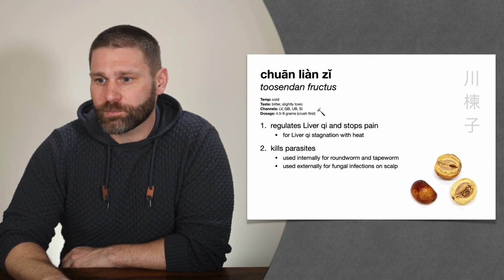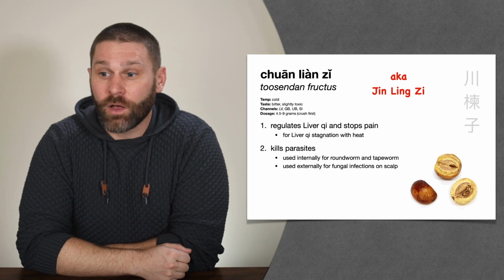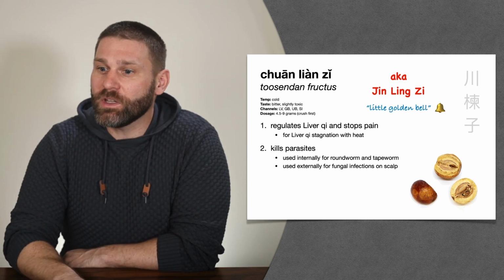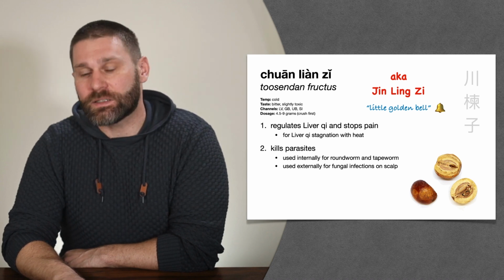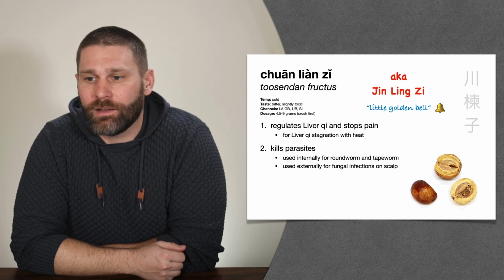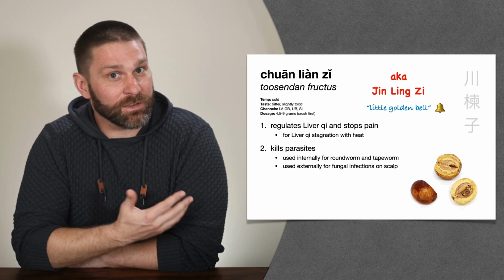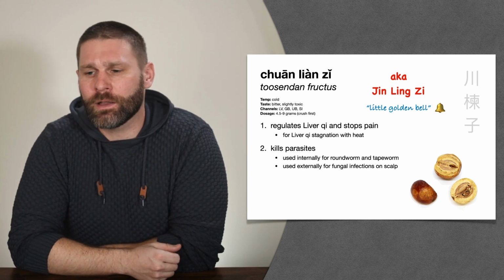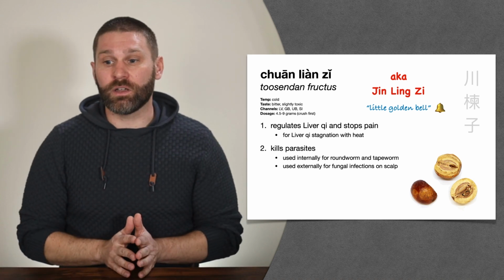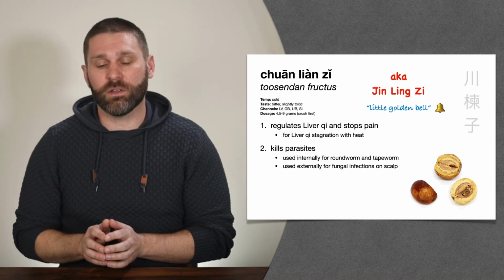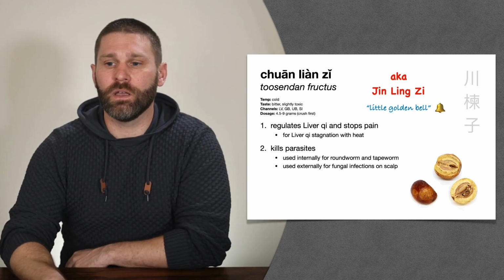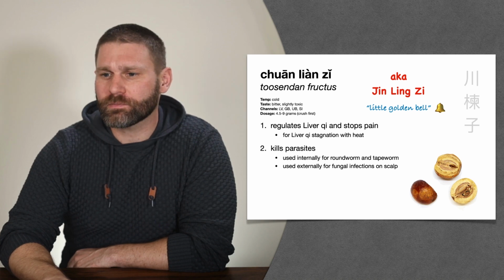But Chuan Lien Zi, it turns out, also goes by the name Jin Ling Zi, which means little golden bell or golden bell seed. That just comes up. We do have one formula that is called Jin Ling Zi San. So in that one, you would want to remember that Jin Ling Zi is just another name for Chuan Lien Zi. It's very good for moving liver qi. It's very good for stopping pain, but especially moving liver qi during heat conditions. So that's Chuan Lien Zi.